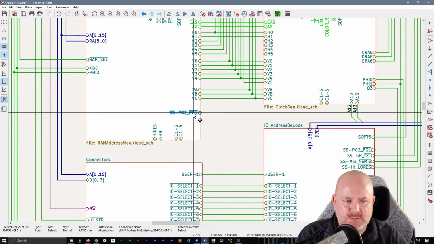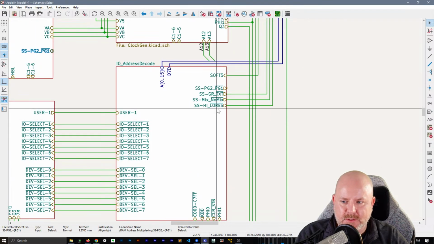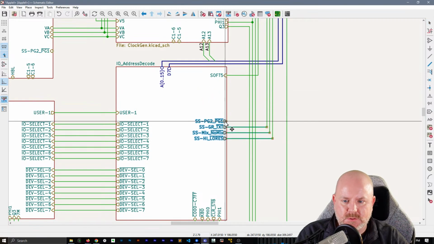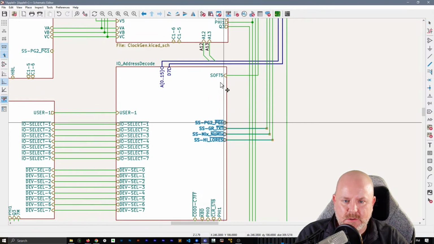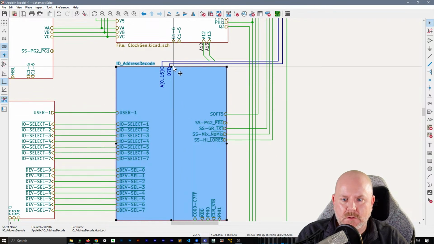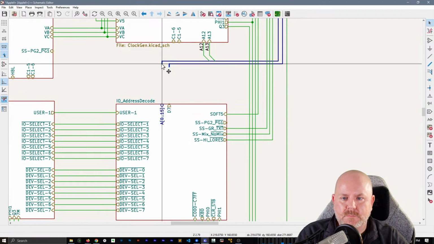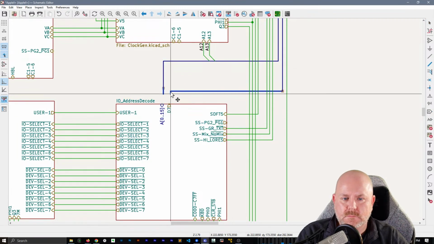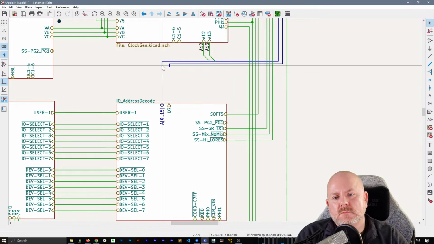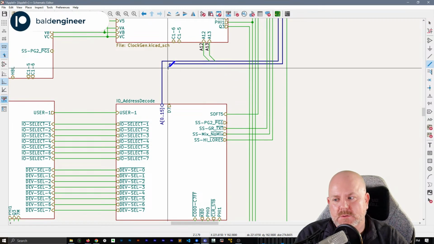So like this one. Yeah, same thing on this one. Let's move all of this stuff down because there's no reason for it to be up here. Let's try this.